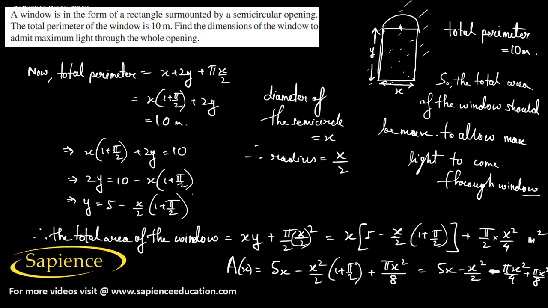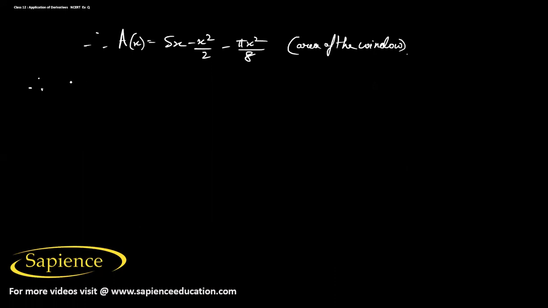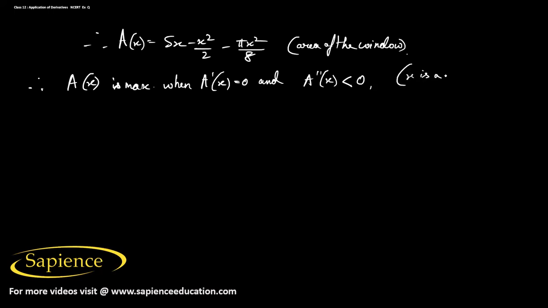So, okay. The dimensions of the window we have to find. It means the length and the breadth and all these things. So here, the area of the window A(x) is maximum when A'(x) is equal to 0 and A''(x) is less than 0. Then x is a point of local maxima of the function A(x).